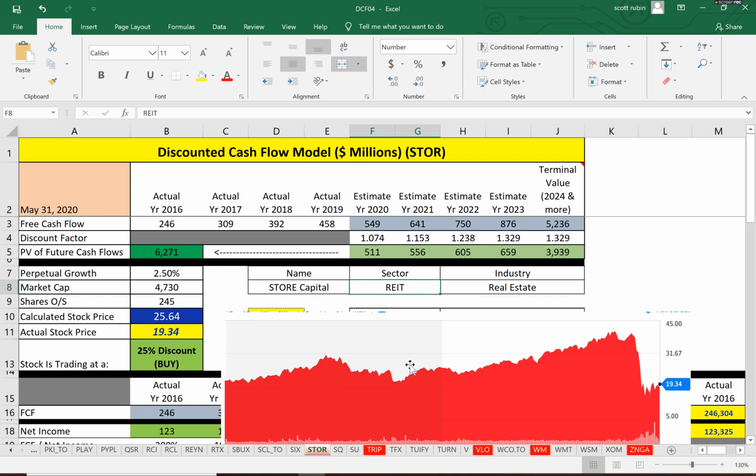This model is a living, breathing entity, constantly changing based on new information I receive every time I do a discounted cash flow. It can be challenging, and obviously this is not a perfect science. This is just an estimation, because everybody has their own opinion on a stock. This is my model. It's my opinion.